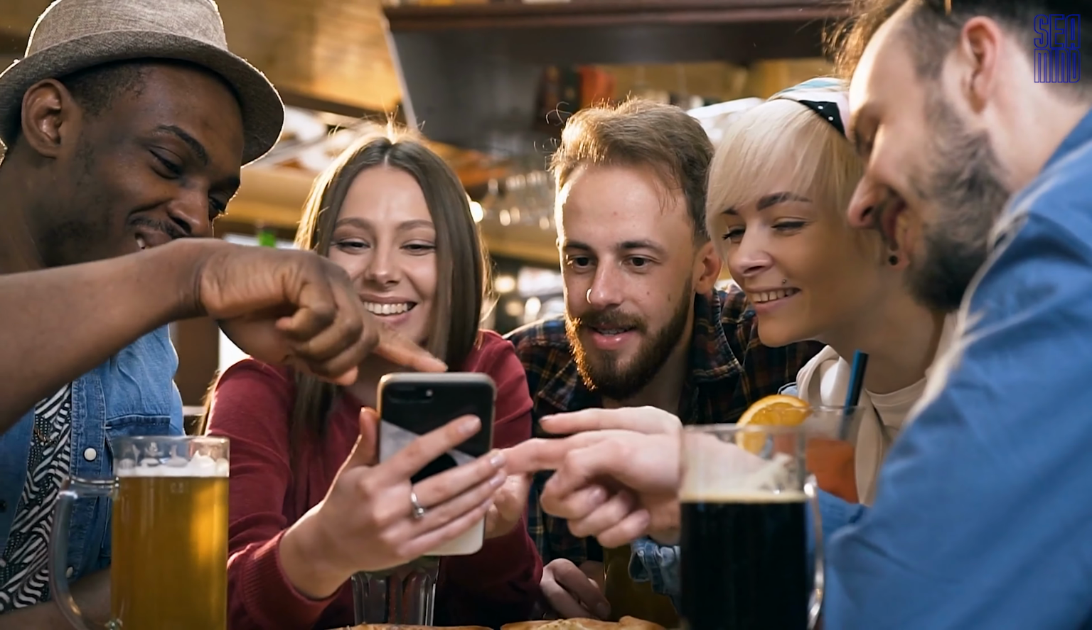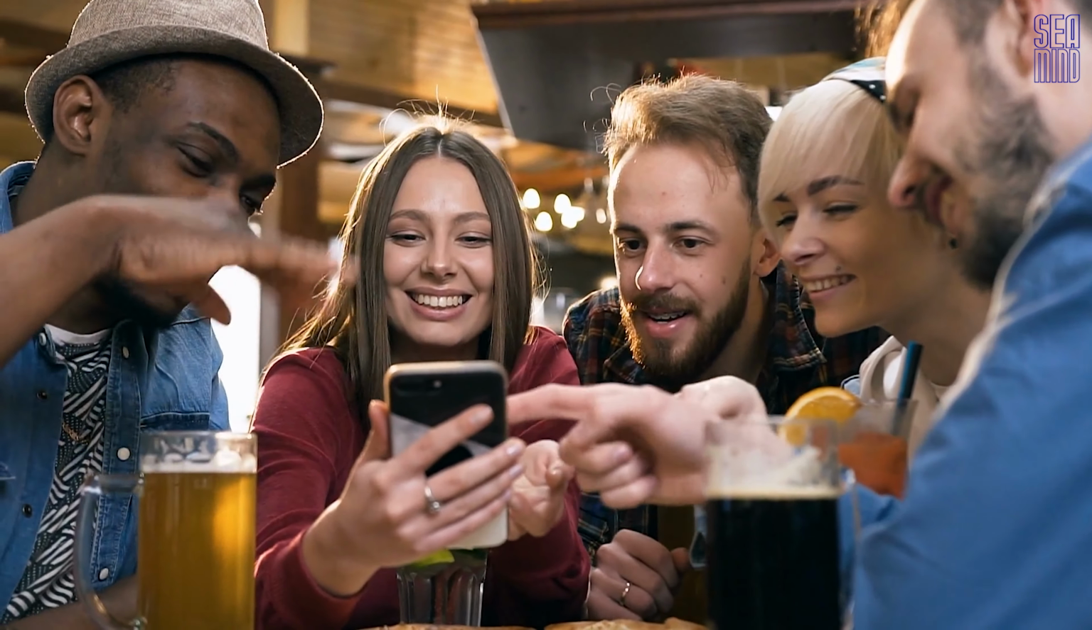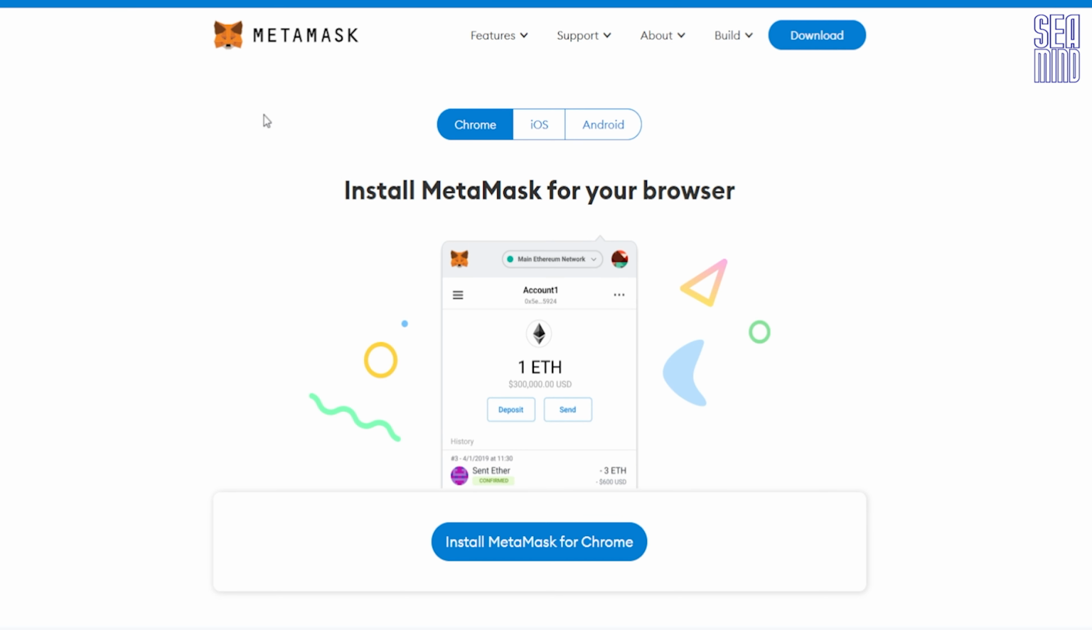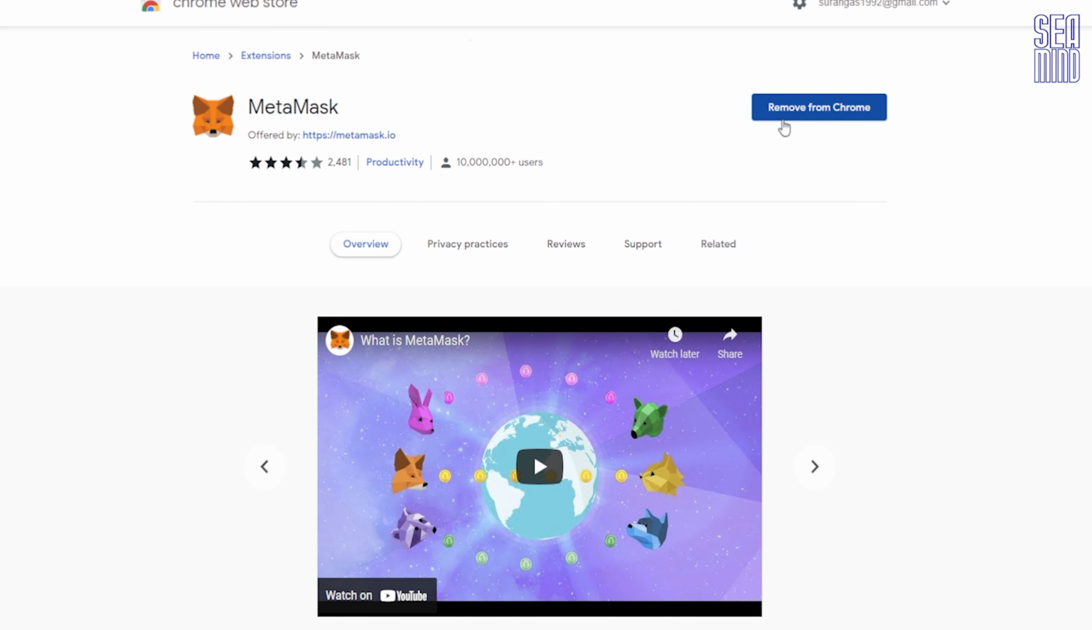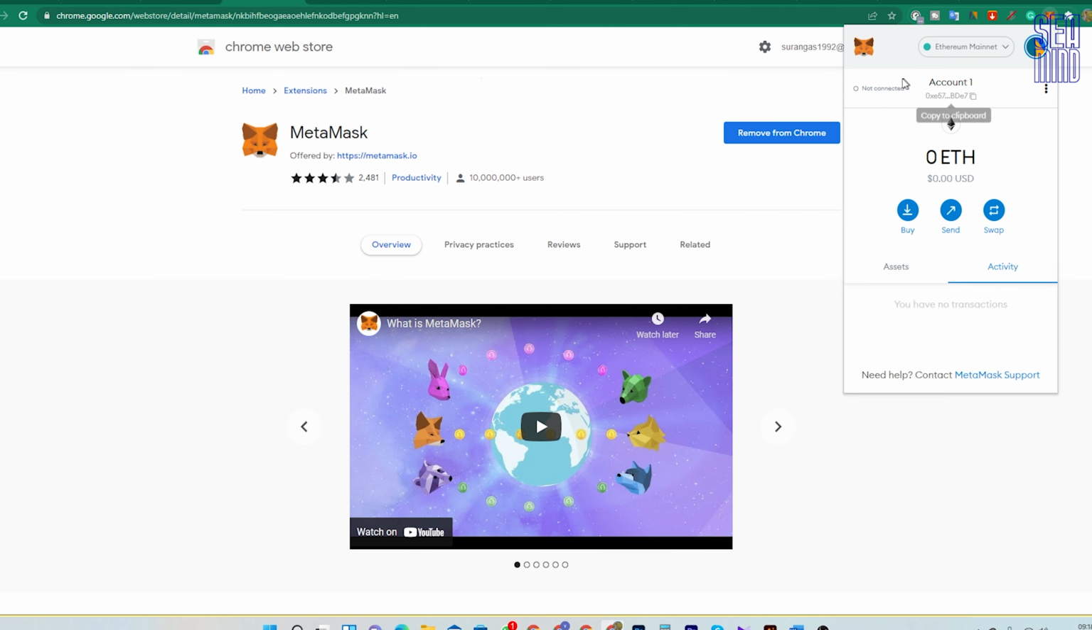The first step you want to do is go to a website called Metamask. On Metamask, you can do this on Chrome, iOS, or Android, but I recommend you do it on a Chrome browser on a computer. You want to go to install Metamask for Chrome. This is an extension for Chrome, and this is going to be your wallet that you're going to use to purchase NFTs.